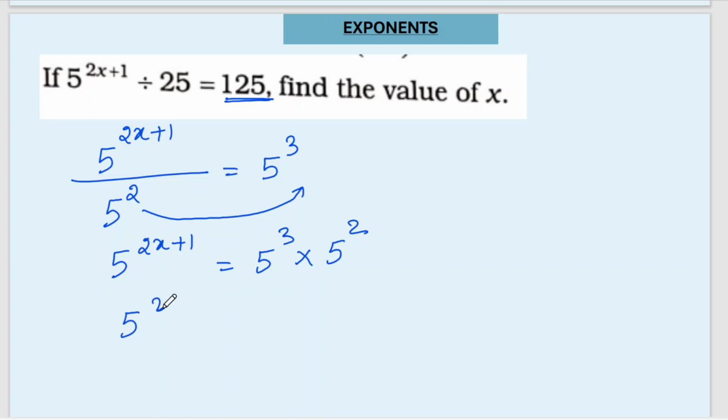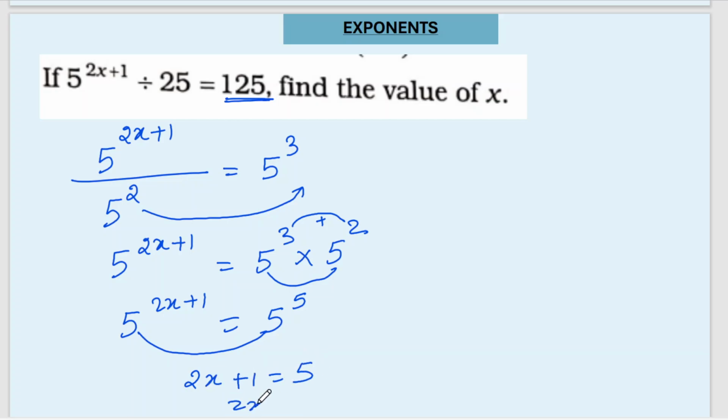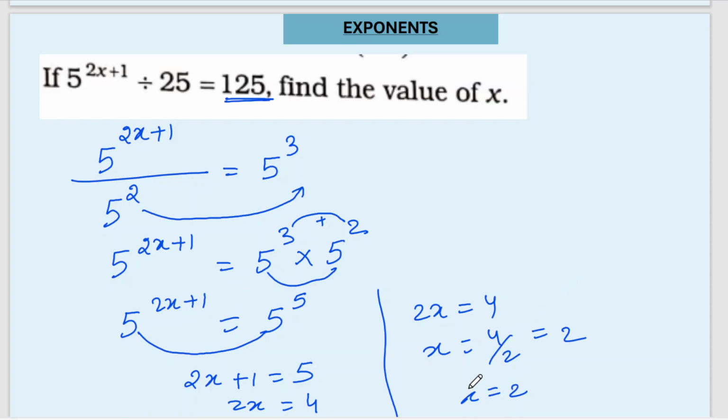So 5 to the power 2x plus 1 equal to 5 to the power, see, we'll add the powers. Why will we add the powers? Because we have the same base. So it is 5 to the power 5. Now you can see we have the same base on both the sides. So we can write 2x plus 1 equal to 5, 2x equal to 5 minus 1, 4, and then we will get 2x equal to 4, so x equal to 4 by 2, it is 2. So finally we have got x equal to 2 as your answer.